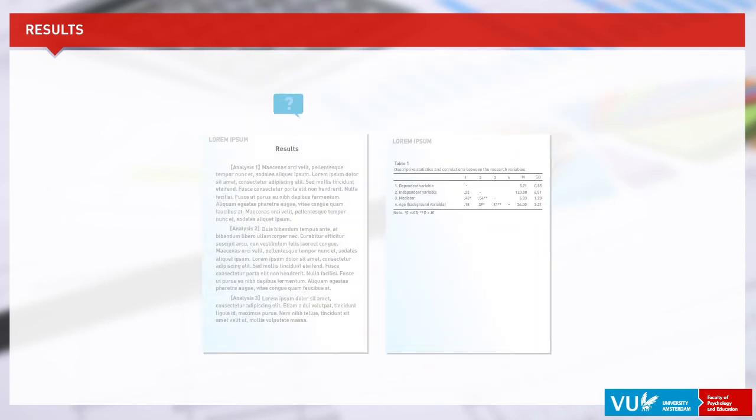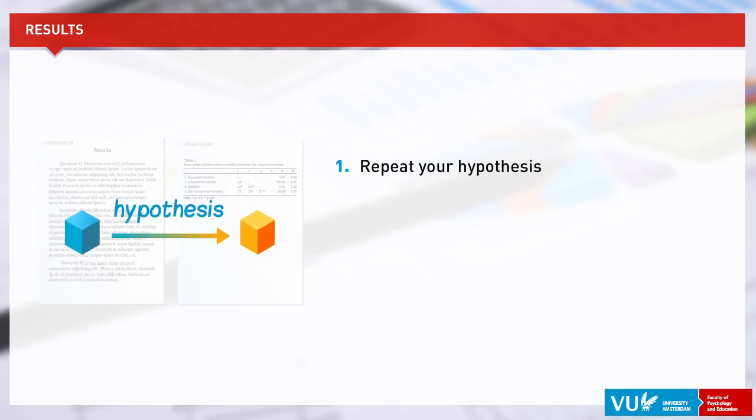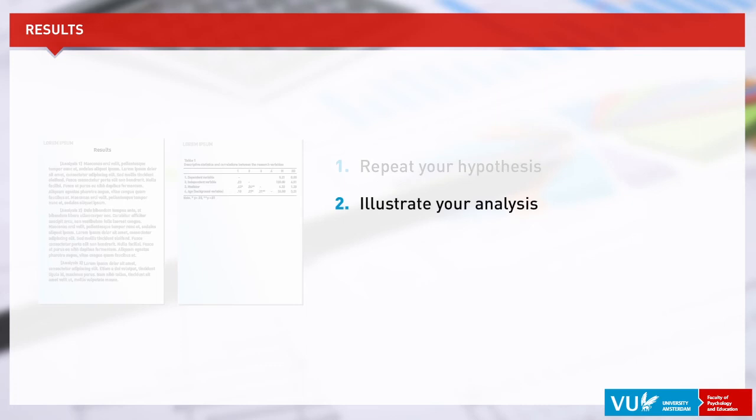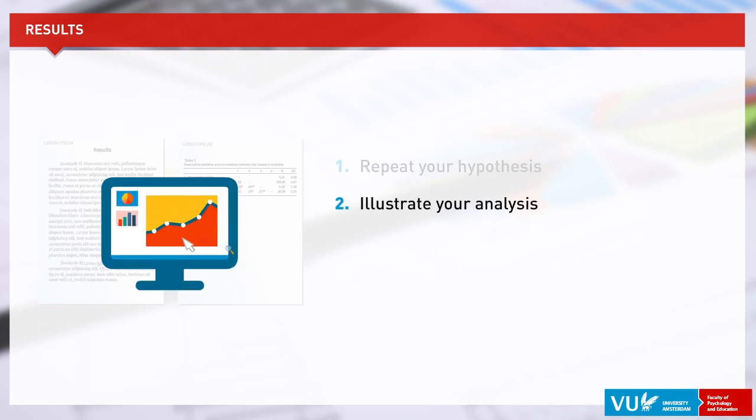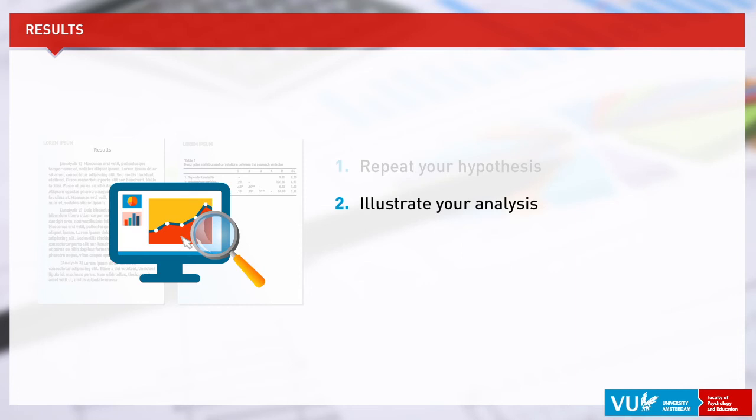Good results sections give adequate answers to your research question. To give a clear overview of your results, use the following steps per hypothesis. 1. Repeat your hypothesis. Repeat the hypothesis formulated in the theoretical framework. 2. Illustrate your analysis. Name the analysis you have used to test this hypothesis. It is also important to report the significance level used to test the hypothesis.